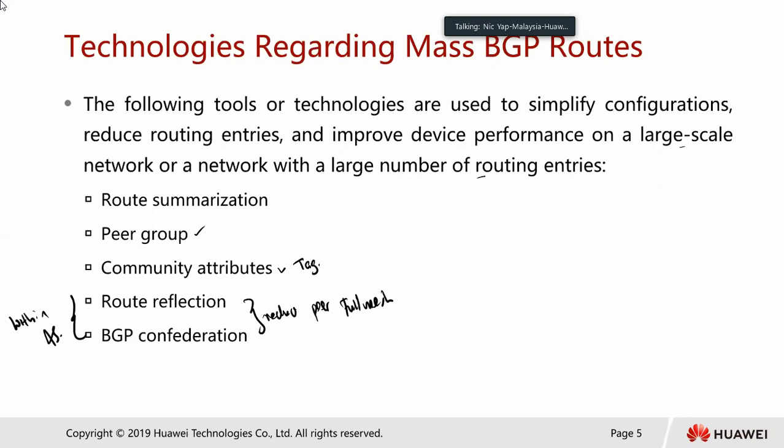Either you have a performance issue or they have a large number of route entries. It can be dealt with by using these 5 different BGP tools. And we look into them one by one. First, we look into the route summarization.